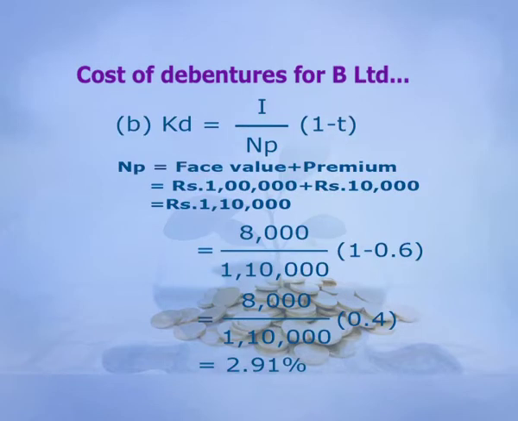Cost of debentures for B Limited will be KD is equal to I divided by NP multiplied by (1 minus T), where NP is face value plus premium, which is equal to 1 lakh plus 10,000. So, it is 1 lakh 10,000. So, KD is equal to 8,000 divided by 1 lakh 10,000 multiplied by (1 minus 0.6), which is further equal to 8,000 divided by 1 lakh 10,000 multiplied by 0.4, and the answer is 2.91%.